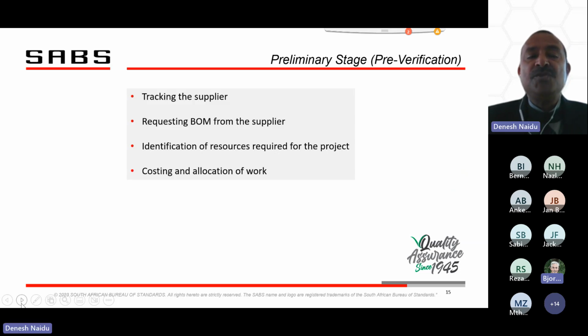So we go back to the preliminary stage just to give you an indication of some of the key pillars that are involved. One, it covers the tracking of suppliers. We look at receiving from the applicant what we refer to as the bill of materials. And the bill of materials really covers the various input materials that go into the manufacture of the product.